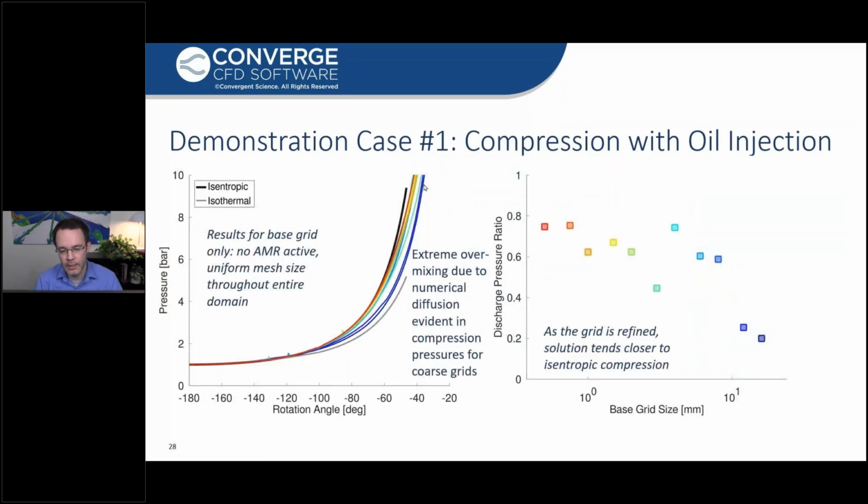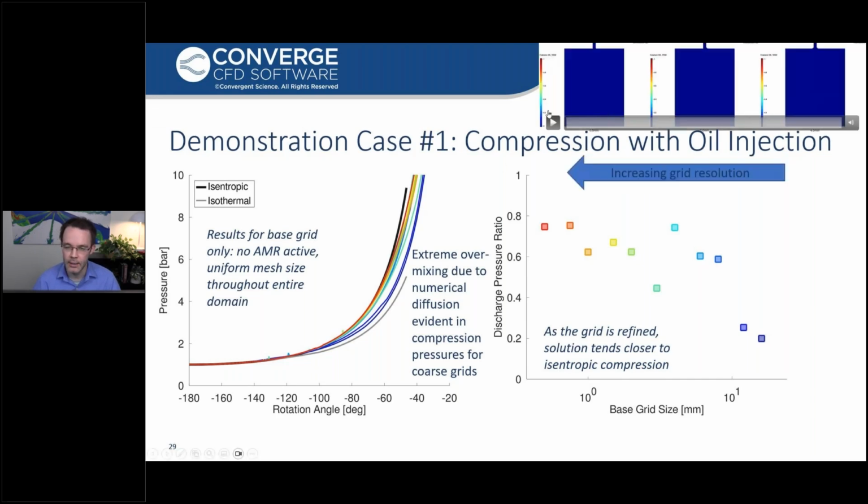And we'll demonstrate the effect of the numerical accuracy first by looking at what happens as the grid is refined. So we do a lot of studies initially with a uniform base grid everywhere. So no attempt to use adaptive mesh refinement, but we'll refine everywhere. And we'll look to see what happens as the grid is refined.